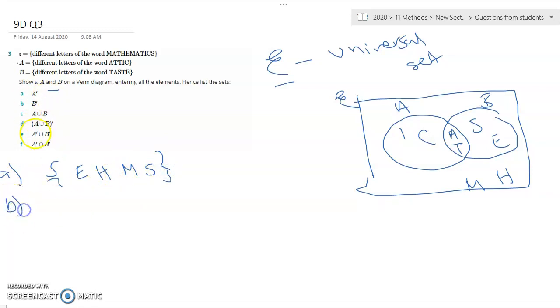We can see that B dash is the set of not B. So we're looking at I, C, M, and H. So we're going C, H, I, M, with our brackets and our commas in there. I should have done that up here as well.